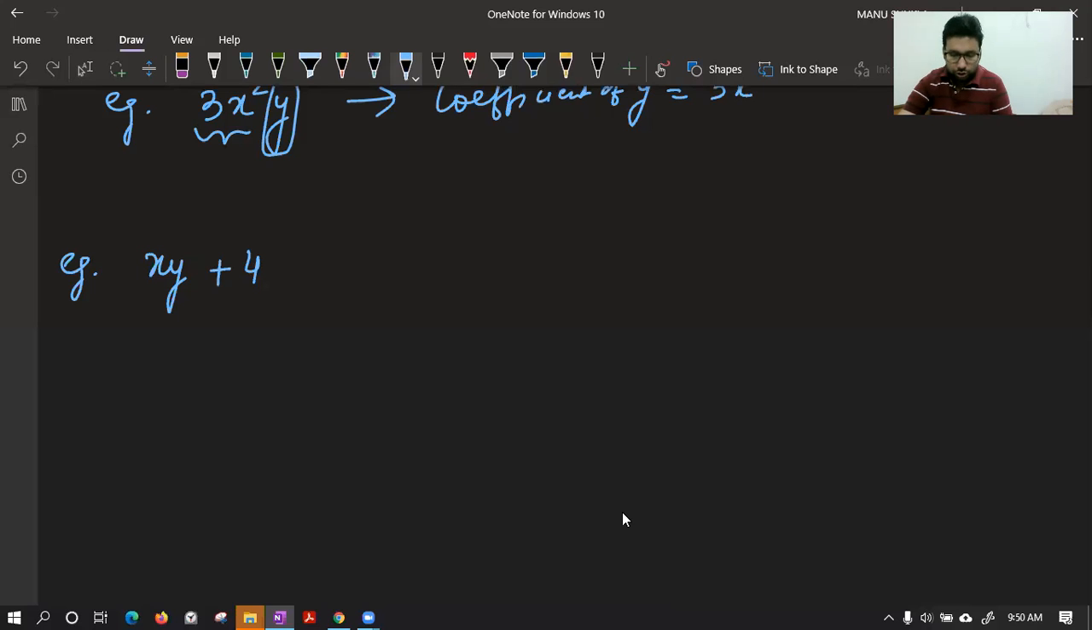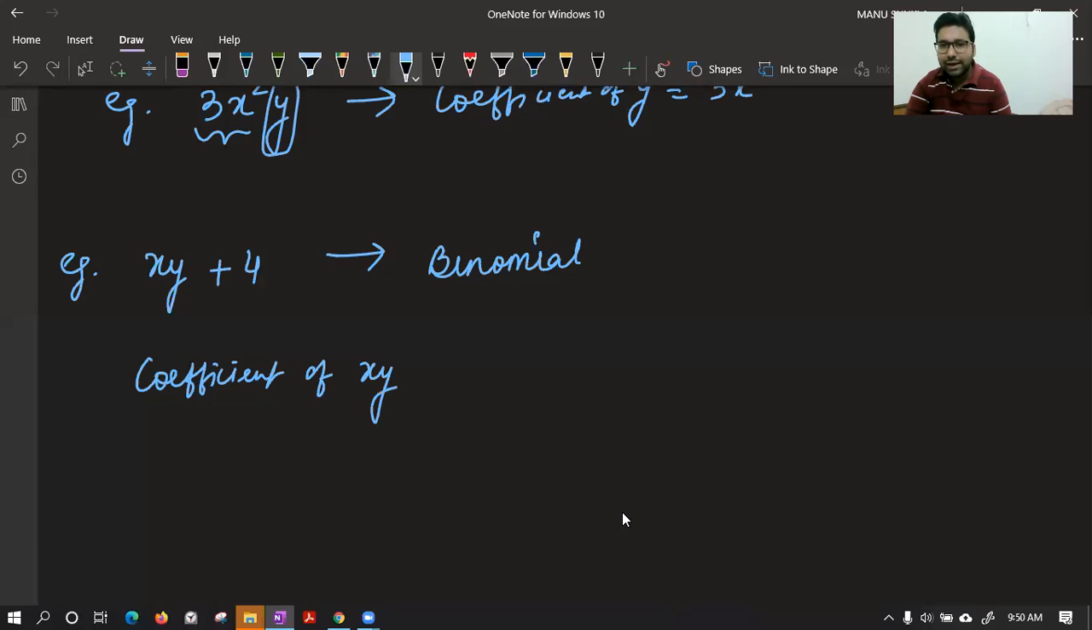There are 2 terms, and it is a binomial. Now, what is the coefficient of xy? Class, please tell me what is the coefficient of xy?